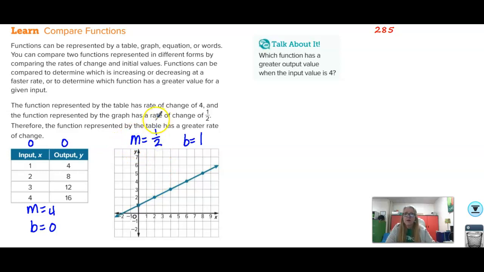Okay, so which function has a greater rate of change? Well, which one has a bigger slope number, 4 or 1/2? Well, 4 is bigger than 1/2. So if someone asked you which function had a greater rate of change, you would say this one does, because it's going up 4 each time.